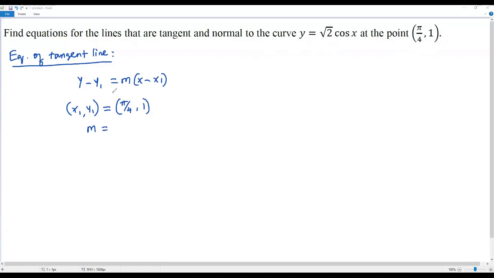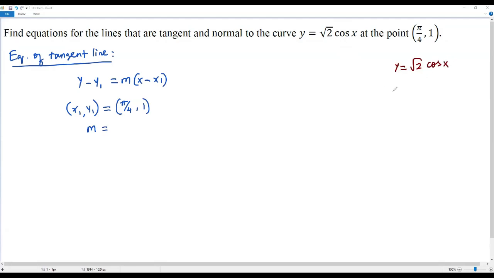So we can plug in pi over 4 for x1 and 1 for y1, but we need the slope of the tangent line m. What do we have to do for that? To get the slope of the tangent line, I have to find dy over dx, the first derivative with respect to x, from the given function. Let me write the given function as it is: y equals square root of 2 times cosine x. Let me find the derivative on both sides with respect to x.